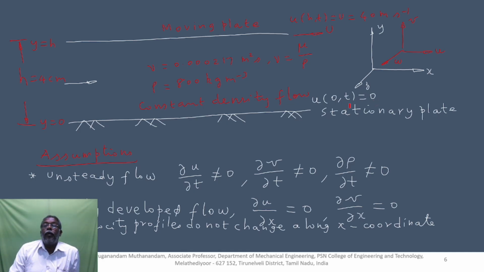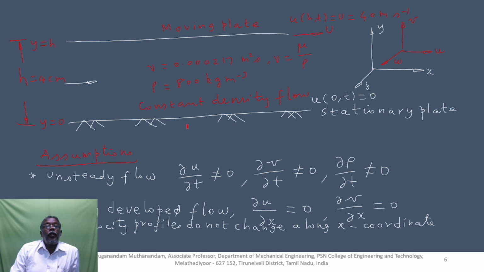At any time, the x component of velocity of the fluid particle is 0, that is, the bottom plate is stationary. At any time, the x component of velocity of the fluid at the top is upper case U, that is 40 meter per second, that is, the top plate is moving, the bottom plate is stationary, which is shown by this symbol, and the top plate is moving with a certain velocity, 40 meter per second.